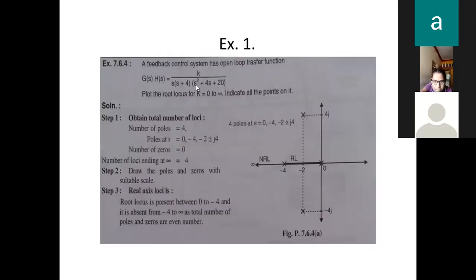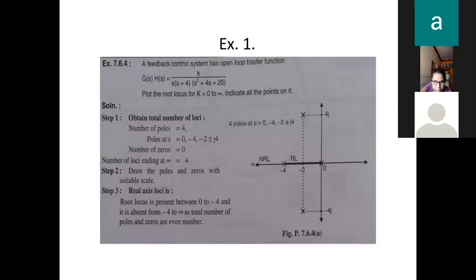Okay. So the given transfer function is G of s, H of s equal to K upon s into s plus 4 into s square plus 4s plus 20. Now in this given open loop transfer function, how many poles are there? One at 0, one at minus 4, and the complex poles from s square plus 4s plus 20. If you obtain the roots of it, you will get 2 complex poles. So 2 real poles and 2 complex poles are there, and there is again no zero.